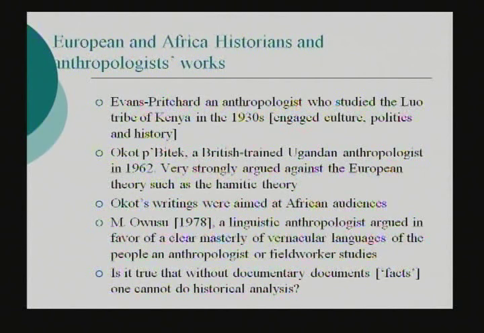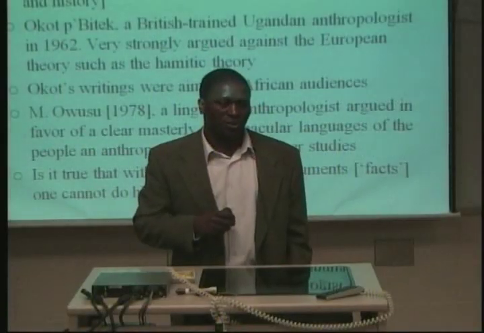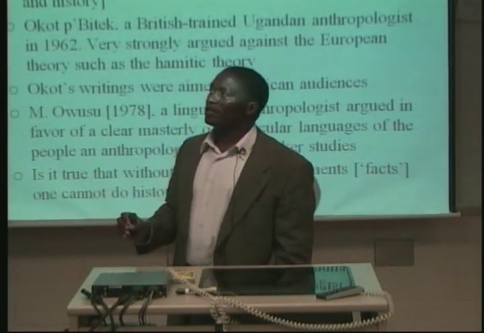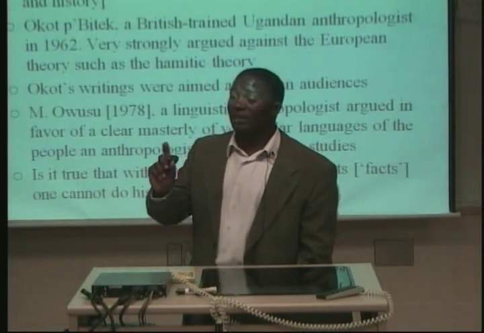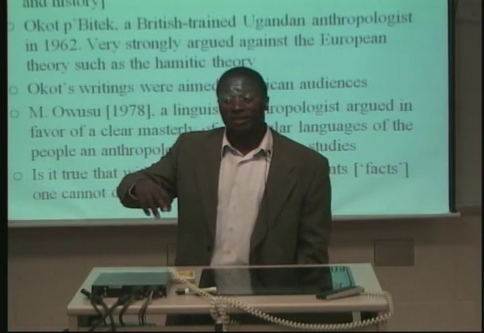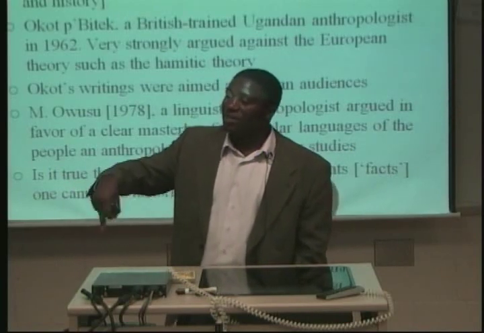And then Okot p'Bitek, a Ugandan, but someone who was trained in Britain, came back and said, I think I need to develop a new theory. And what did he do? European theory, such as Semitic theory, he argued against it because he said this is another form of colonialism. He said, we need to understand the language of the people. We need to live with the people. We need to find a way to write it in the way that our people understand it. The problem that he had was that he was saying even literature has to be written in their own languages. That means it is going to be limited. Whatever research findings is going to be used within that tribe or in Africa. This is not going to be global.